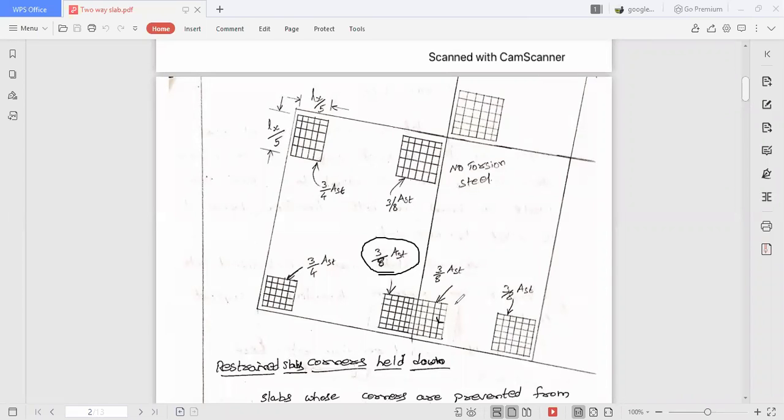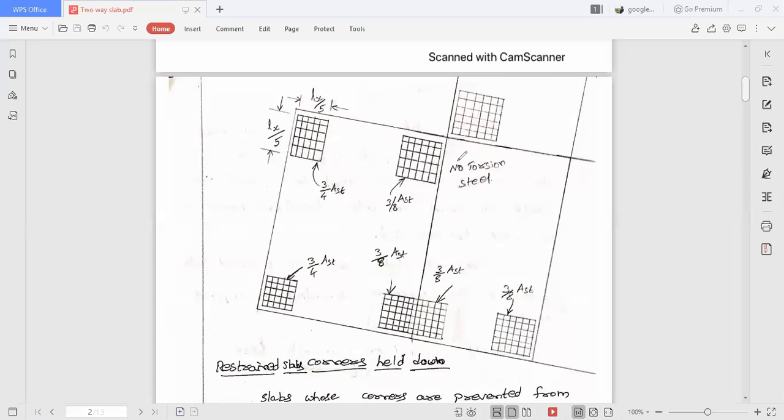And see, this is also 3/8. Why? Because for this corner, this edge is discontinuous and this edge is continuous. So that's why it is 3/8 of AST. This is second case. And third case, consider this corner. This is the corner where both edges are continuous. In this edge there is a slab on this side, and in this edge there is a slab on this side. So this is the case, a corner where both the edges are continuous.